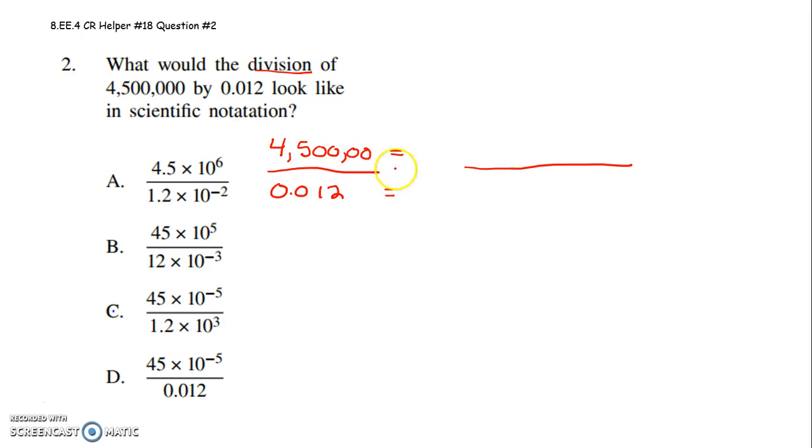This number is greater than 1, so I know my exponent on 10 will be positive. I have to make this number so that the first factor is between 1 and 10, 1 or larger, less than 10. So I just move 1, 2, 3, 4, 5, 6. I've relocated my decimal point to right between the 4 and the 5. 4.5 is greater than or equal to 1 but less than 10, and I moved that decimal point 6 places. It's a positive 6 because the original number was bigger than 1.